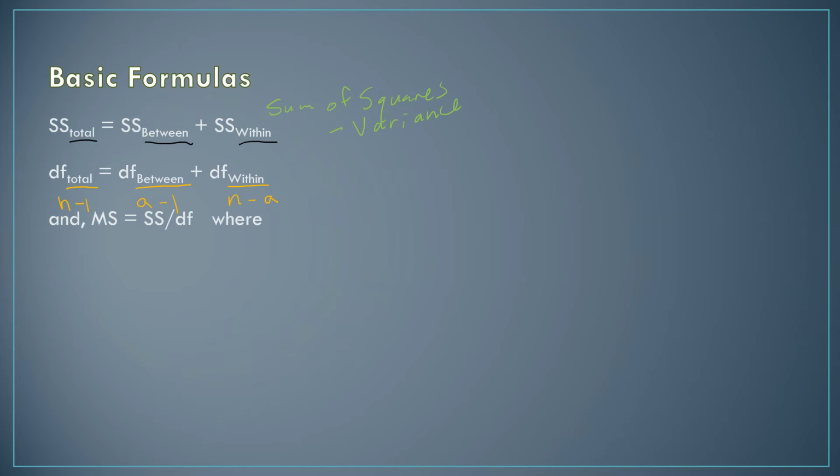And so for within groups, we take our sample size minus the number of groups that we have. So then once we have our sum of squares and our degrees of freedom for the total, for between, and within, now we can get our mean square. And so these are mean square values. And our mean square values are our sum of squares divided by our degrees of freedom. And for this we would also get a total value, a between value, and a within value, but we're only using certain ones in our final calculation of our F statistic.